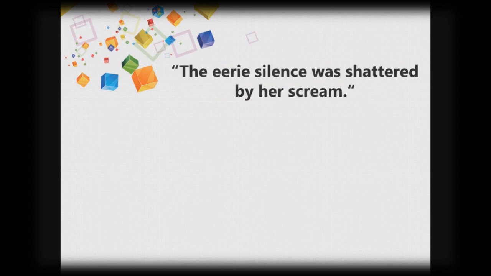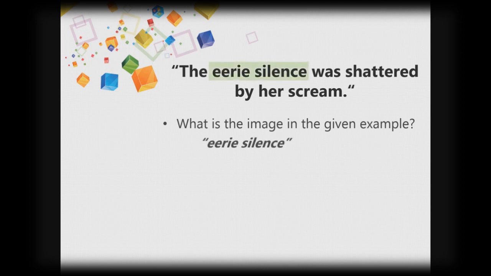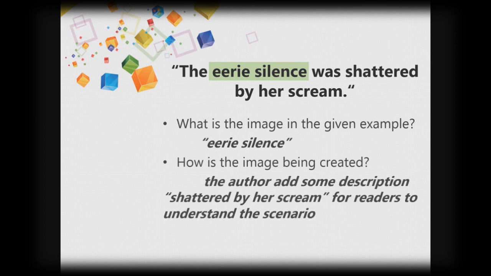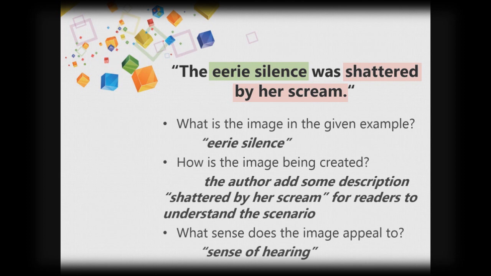Fourth sentence. The eerie silence was shattered by her scream. What is the image in the given example? Eerie silence. You're correct. How is the image being created? The author adds some description, shattered by her scream, for readers to understand the scenario. What sense does the image appeal to? Sense of hearing. Perfect.